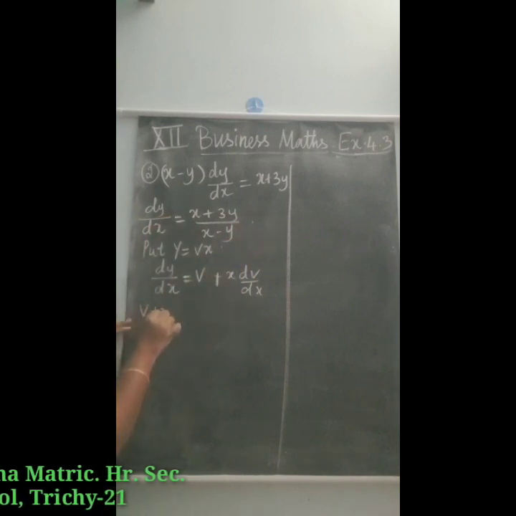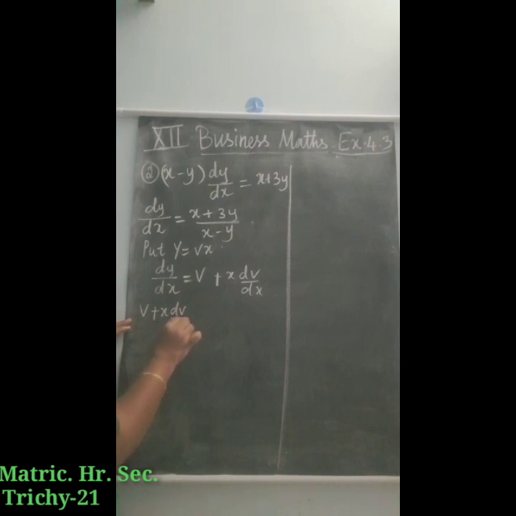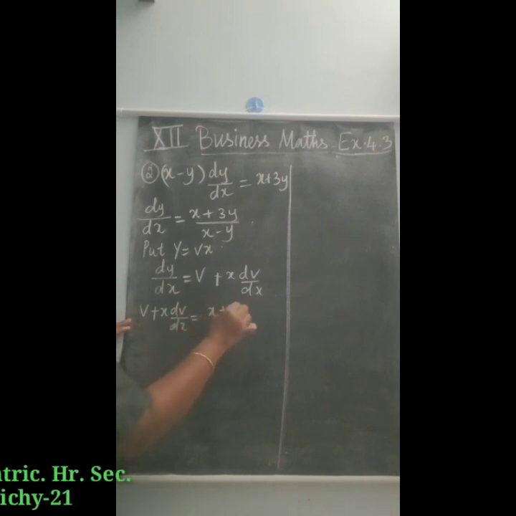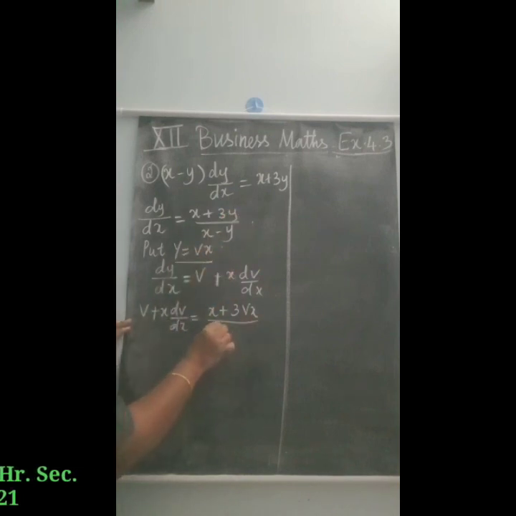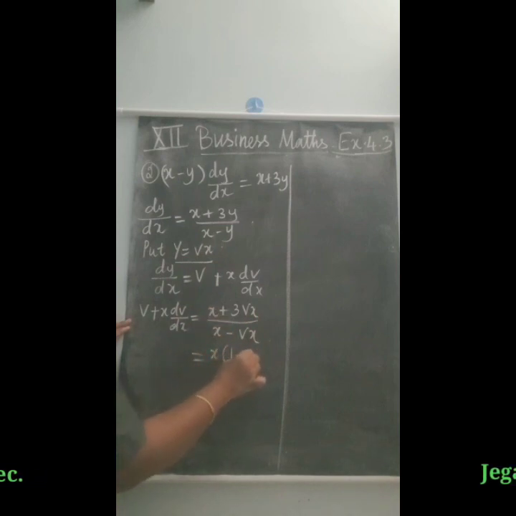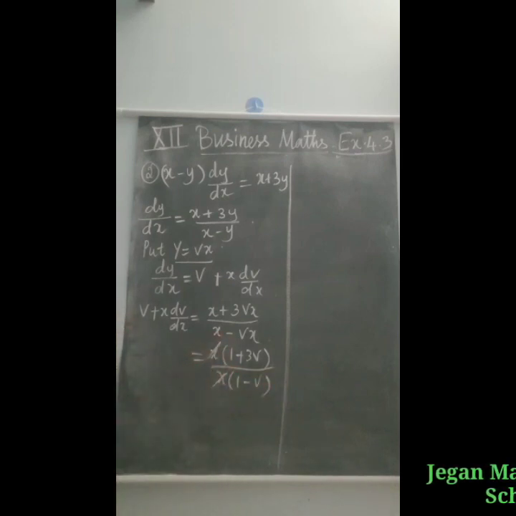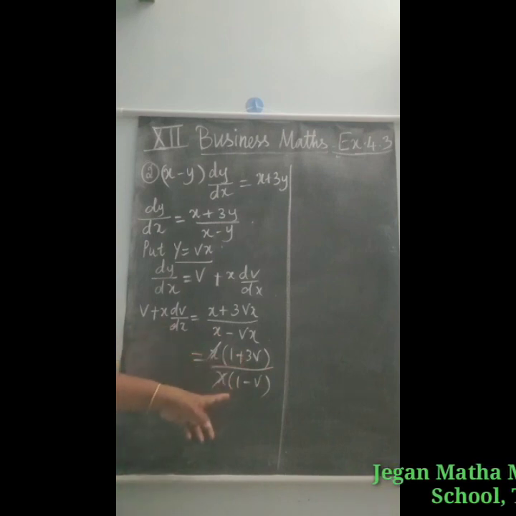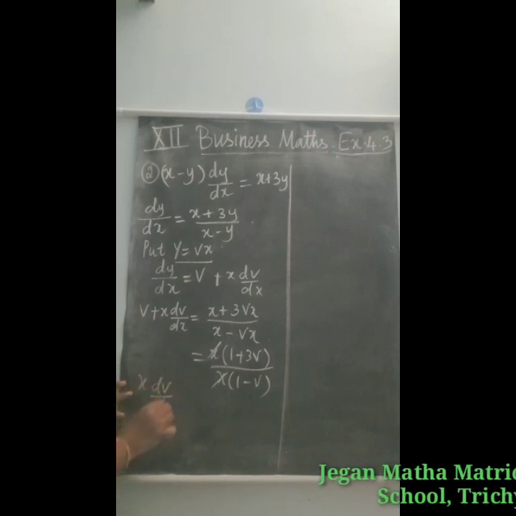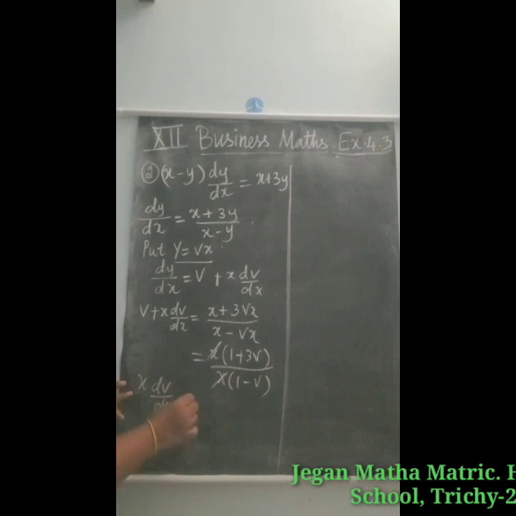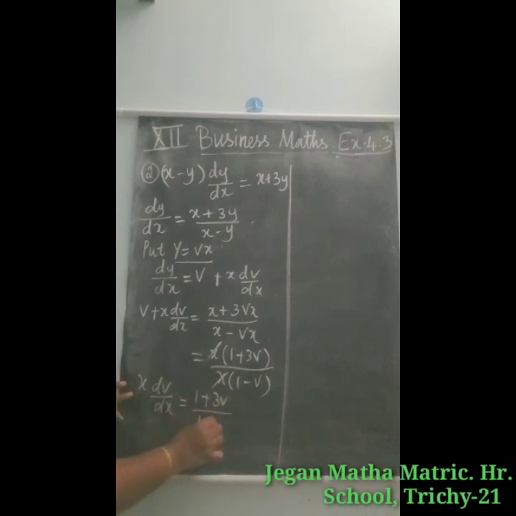We will get v plus x into dv by dx is equal to x plus 3 into vx. That is, instead of y, we substitute vx, divided by x minus vx. And here x is the common. So, 1 plus 3v, and divided by x common, 1 minus v. x cancels. And v plus x into dv by dx is equal to (1 plus 3v) by (1 minus v). Now x into dv by dx is equal to (1 plus 3v) by (1 minus v).